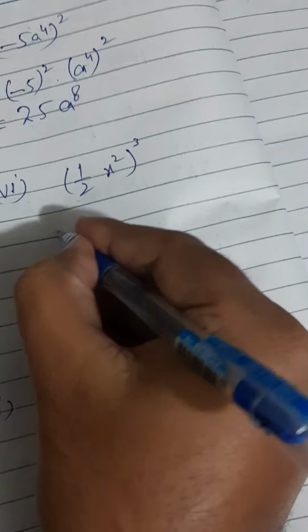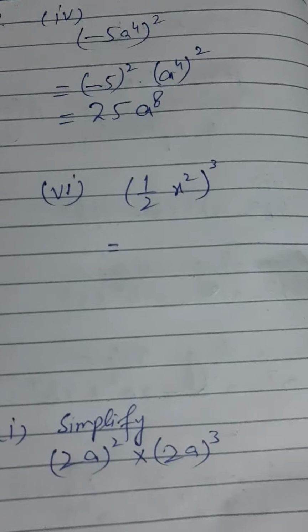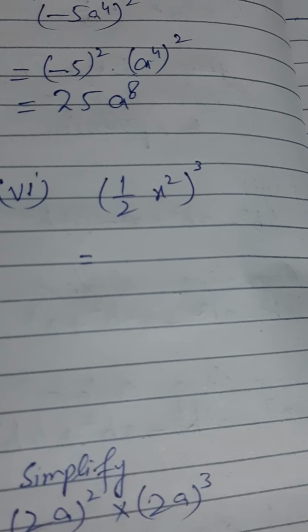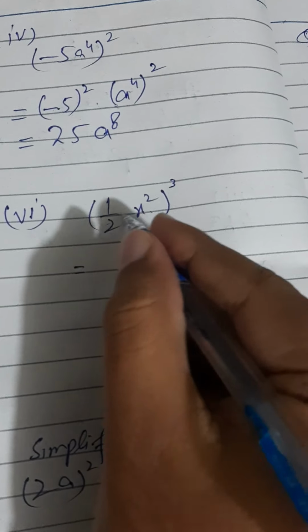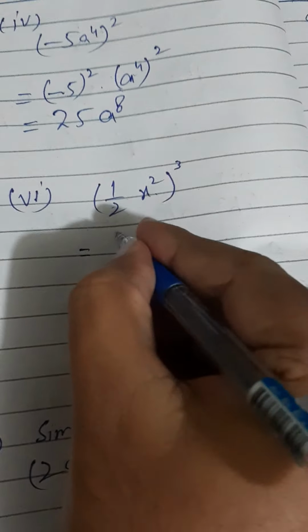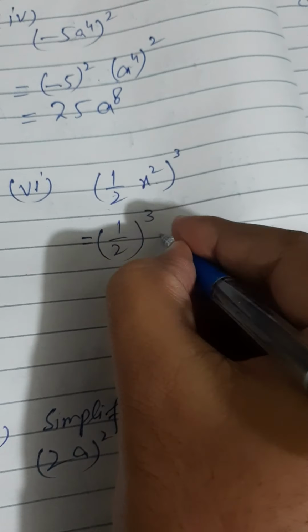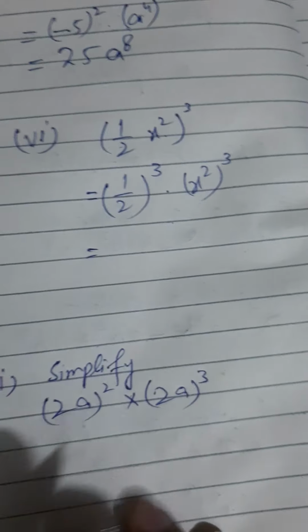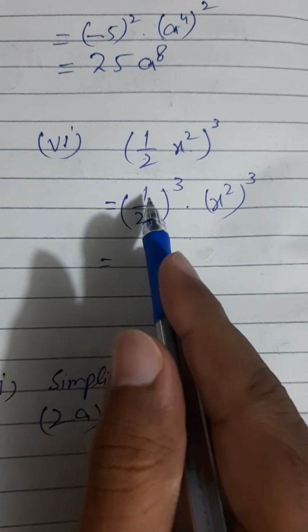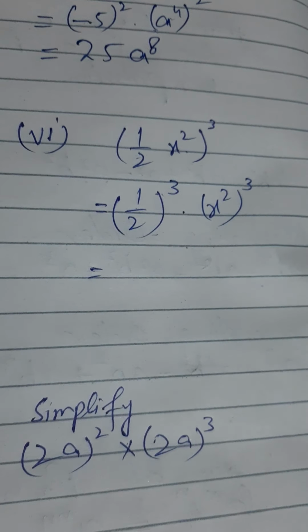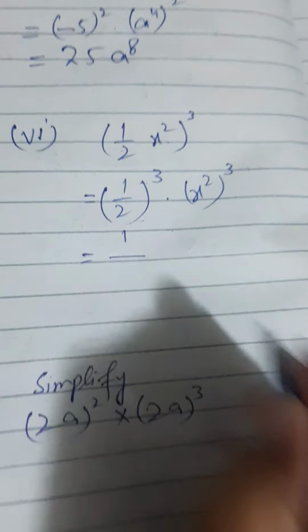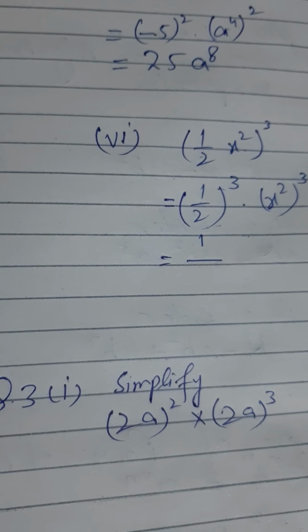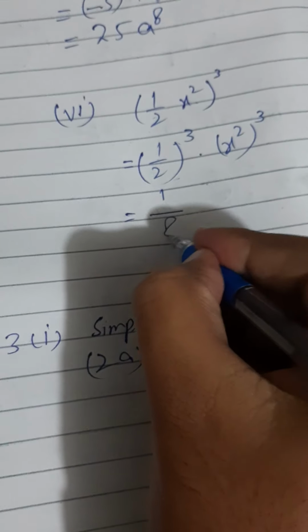In the same way, there is another part, 1 over 2 x squared whole power 3. We have to use the first law, the law of power of product, meaning there are two different numbers in multiplication form. So 1 over 2 raised to power 3 and x squared raised to power 3. Now 1 over 2, there is whole power 3. When we multiply 1 with itself 3 times, the answer will be 1. And when we multiply 2 with itself 3 times, 2 multiplied with 2 multiplied with 2, 2 2s are 4, 4 2s are 8, so 1 over 8.